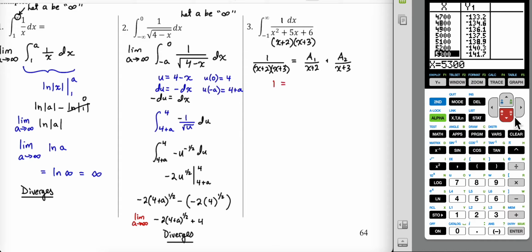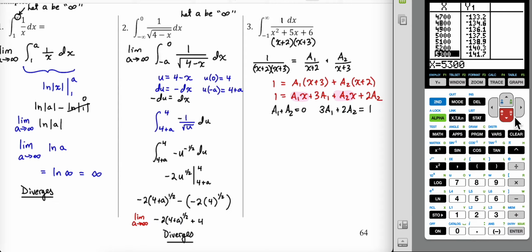So we'll get 1 equals a sub 1 times x plus 3 plus a sub 2 times x plus 2. Distributive property, 1 is equal to a sub 1 x plus 3a sub 1 plus a sub 2 x plus 2a sub 2. All right, so I have no term on the left side that involves an x. So a sub 1 plus a sub 2 is going to be equal to 0, which means 3a sub 1 plus 2a sub 2 is going to be equal to the 1.